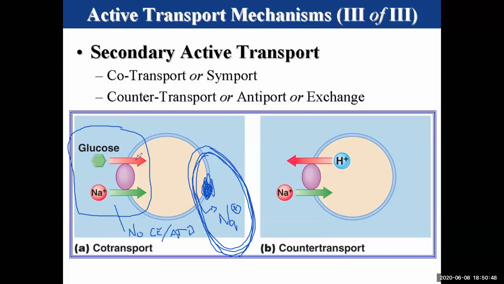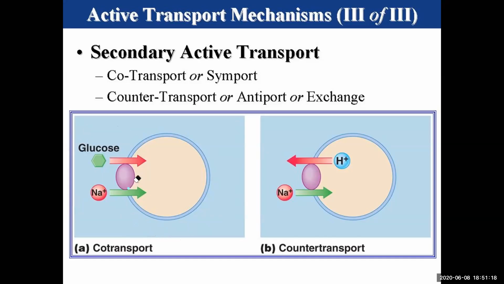Glucose gets in free of charge. So that's an example of secondary active transport. In this case, co-transport, because sodium and glucose both go in the same direction. Both are going into the cell. Now, panel B on the right side shows you the same concept, but now we are talking about two solutes moving in opposite directions.